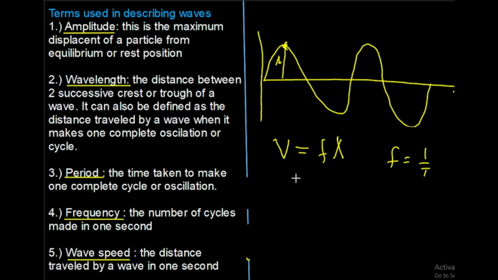So in place of f, we can put 1 over period, and then we'll have times wavelength, and that will give us wave speed equals wavelength over period. So these are the two equations we have for wave speed. Also take it down, as it is also very important. So far we have some very important equations: wave speed equals frequency times wavelength; wave speed equals wavelength over period; frequency equals 1 over period; period also equals 1 over frequency.